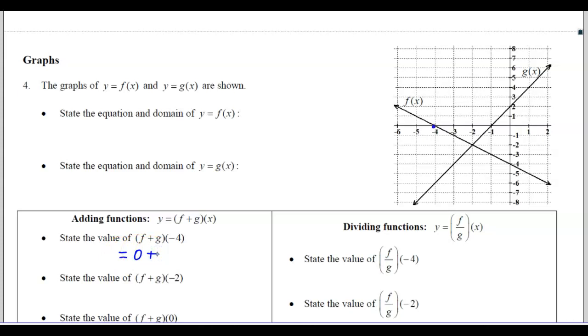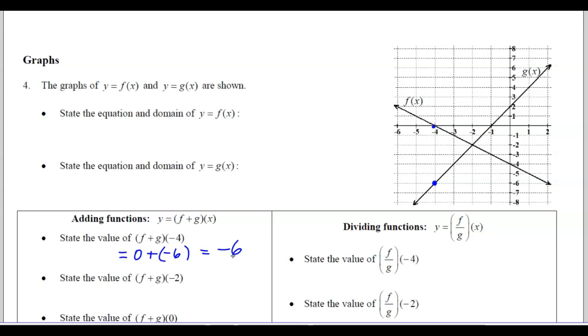Plus what g of -4 is. So here's g, -4. What's the y value there? So g of -4, you're looking for the y value. F of -4, you're looking for the y value. That's -6. So overall, your answer is -6. You didn't need the equation.